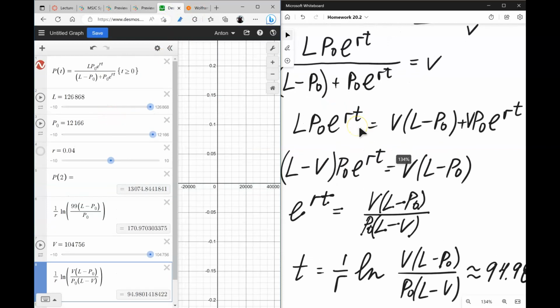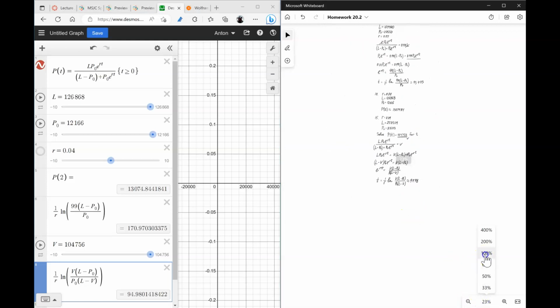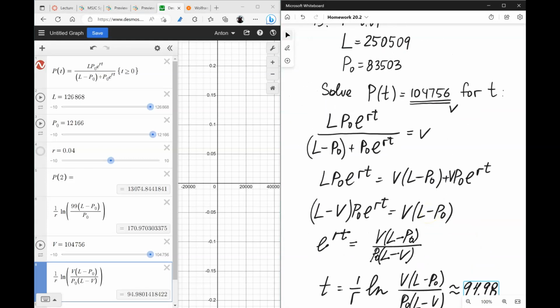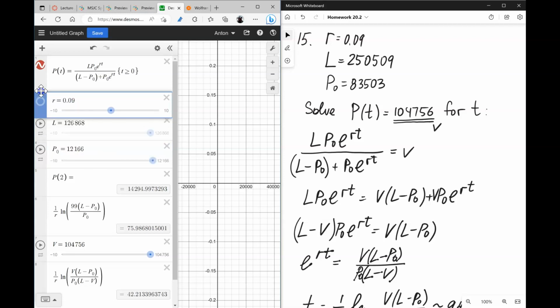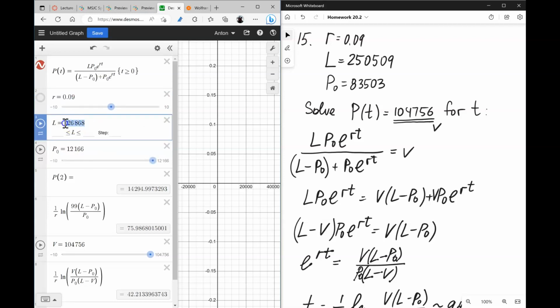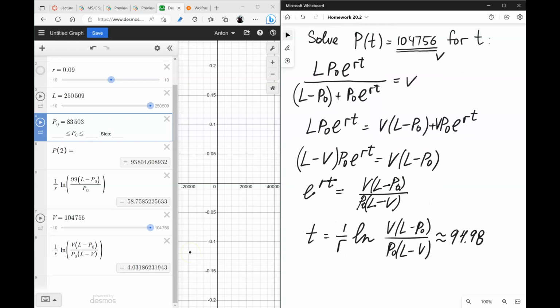I think I forgot to adjust the numbers in the formula. So R is equal to 0.09, L is equal to 250509, P0 is equal to 83503, and the answer is now a little bit different.